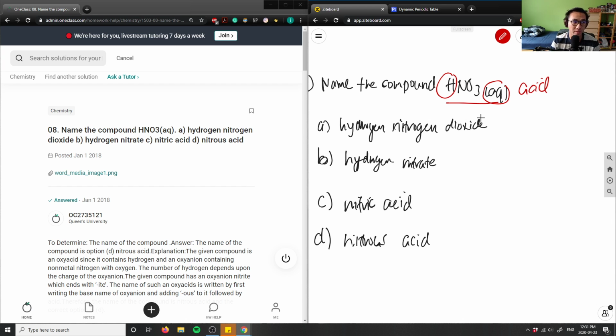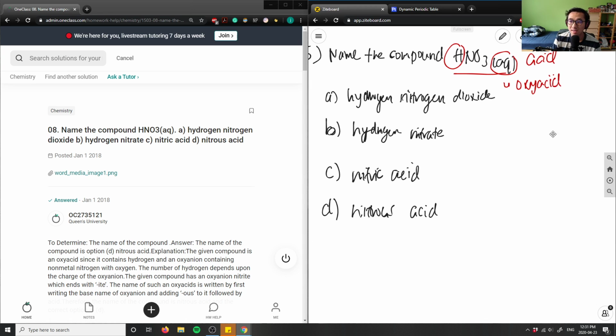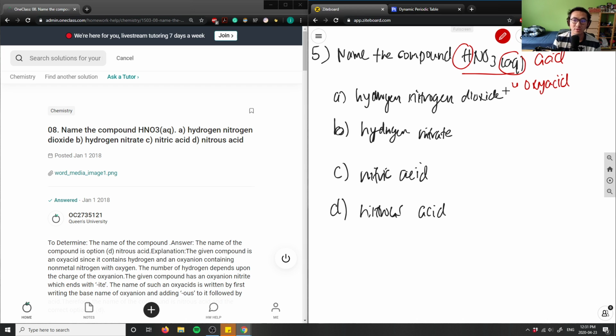And this here would be an oxy acid specifically. So how do we name an oxy acid, knowing that? Well, if it's an oxy acid, A and B are definitely the wrong answers, because I have an acid here. So it's either C or D as our answer. Let me write this down in blue, and I'll write down the oxy acid naming rules.